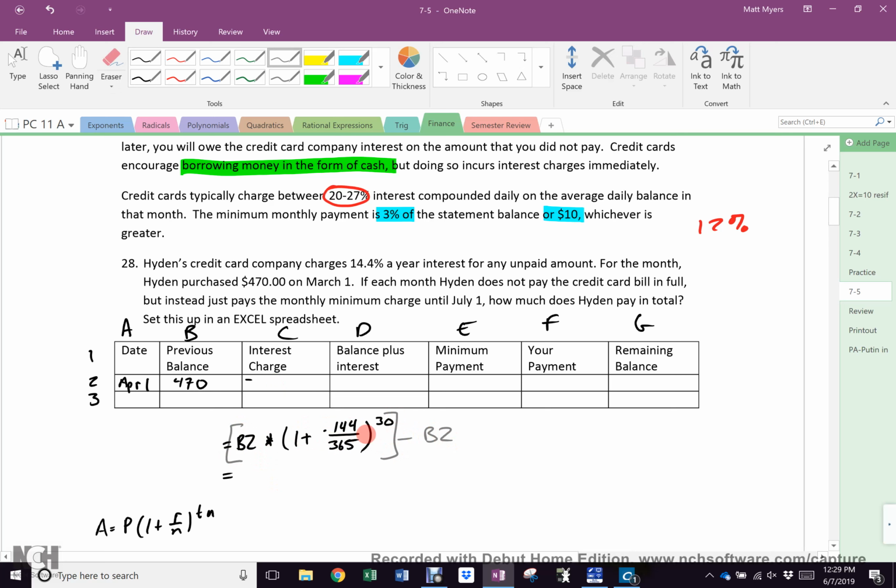I got to do this one, right? And if I set that up, my interest charge, we know from doing it on the calculator, is going to be $5.59. So how much should I pay? On the spreadsheet, what is this going to be? C2 plus B2, correct? Now, my minimum payment is 3% of that, or $10.